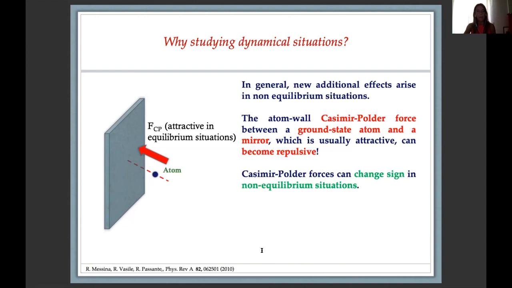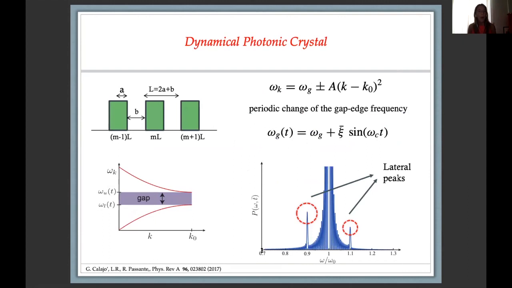Another very interesting case is that of one atom inside a dynamical photonic crystal. In this case, a dynamical photonic crystal can be realized, for example, by a periodic modulation of the gap edge frequency of the photonic crystal. We find that the spontaneous emission rate of one atom embedded inside this photonic crystal changes, and the spectrum emitted by the atom also changes qualitatively, showing two lateral peaks that are asymmetrical because of the different density of states at the modulation frequency of the gap.